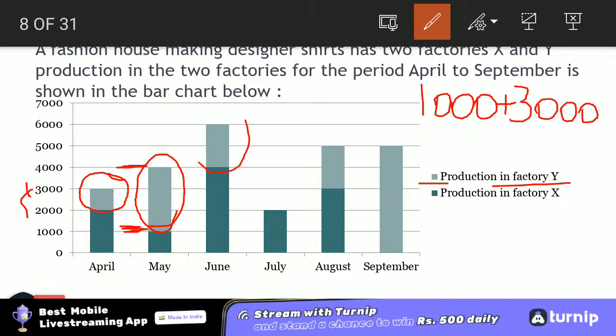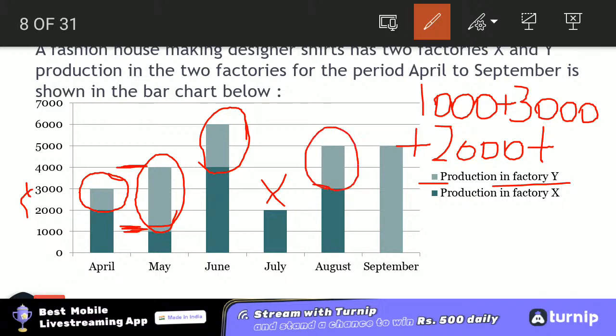Similarly, in the month of June, you need to tell what is the production of Y. It is further 2000. Moving ahead, in the month of July, there is no production done by Y. In August, the production done is again 2000. And in the month of September, if we'll talk, the production done is only by Y and there is no production done by X, and that is 5000.